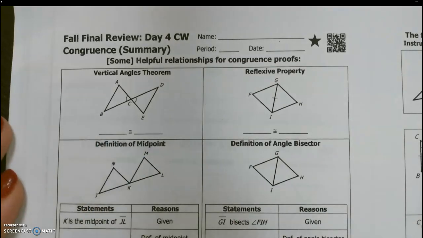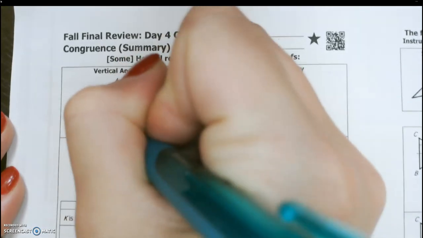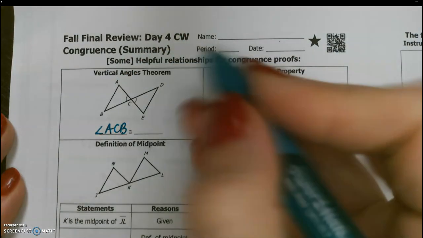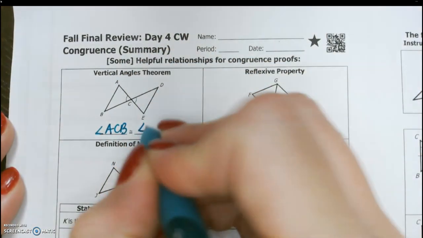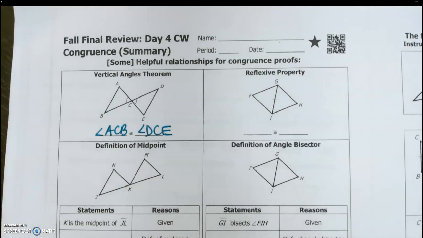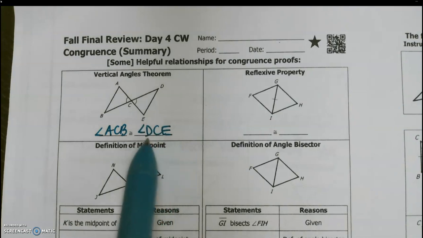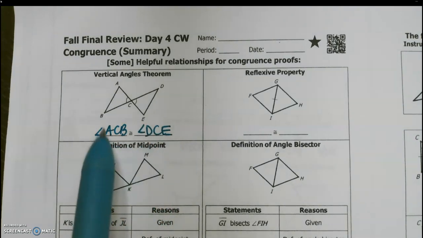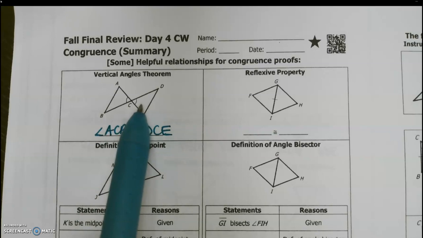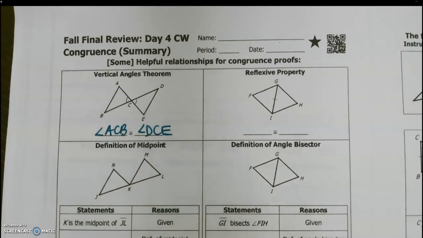All right, using the vertical angles theorem, we can conclude that angle ACB is congruent to angle DCE by the vertical angles theorem. You can reverse the order. You could call it ECD or BCA, but you can't just call it angle C and angle C because that lacks clarity as to which angle you're referring to. So just make sure you're using 3 letters in cases like this.